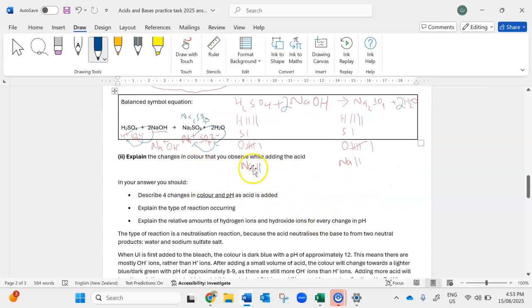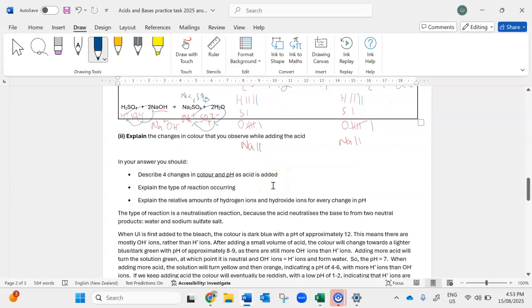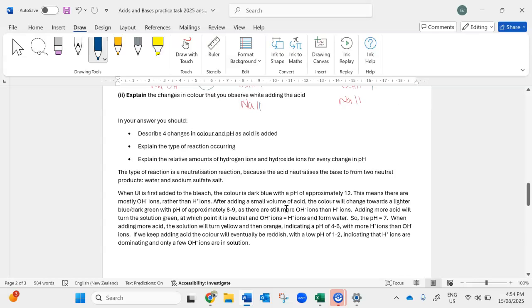What's going to happen to the changes in color that I would observe while adding the acid? Okay, well, it's a neutralization reaction because the acid neutralizes the base to form 2 neutral products, water and the sodium sulfate. Describe the changes in color and pH as the acid's added. Explain the type of reaction. Explain the relative amounts of hydrogen and hydroxide ions. Relative doesn't mean you have to come up with numbers. It means you have to say, oh, there's more of this than this, or they're about the same, or there's heaps more of this than this.